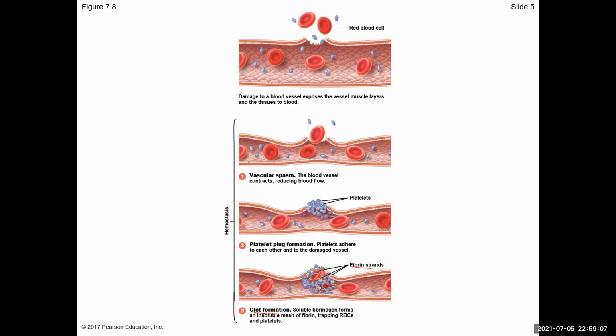And so all of this together will form that gel-like material, right? That is what is the clot. Okay, so you have that vascular spasm, the platelet plug, and then you have the release of that prothrombin, right, converting to thrombin and then fibrin, and then your fibrin strands helping to form that clot.